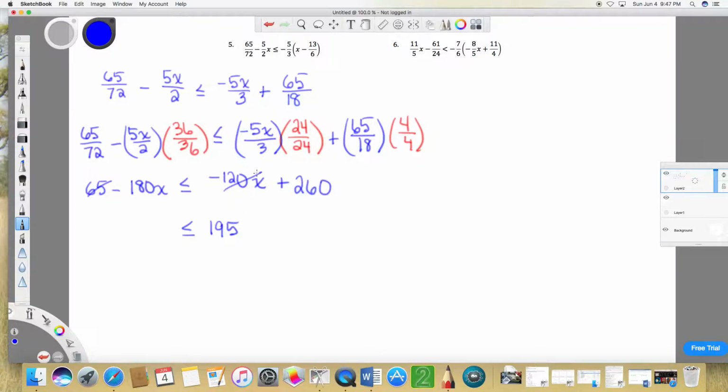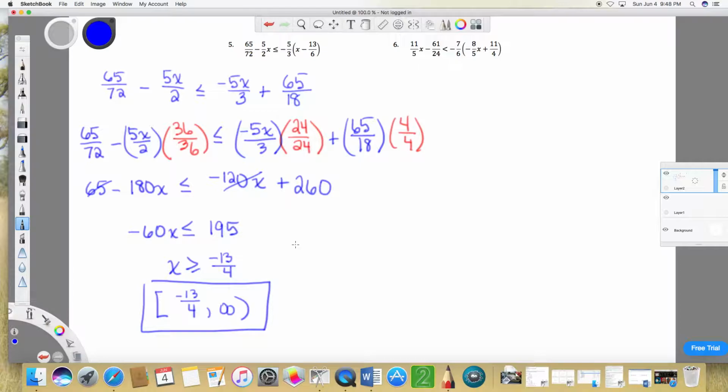Let's add 120x to both sides, and we have negative 60x here. Let's take 195, divide it by negative 60, and write that as an improper fraction. So when I divide by a negative number, the inequality is going to change directions, and 195 divided by negative 60 reduces to negative 13 over 4. So if I want to write that in interval notation, I put a bracket and then write negative 13 over 4, comma, all the way out to positive infinity. And there's my solution set for number 5.